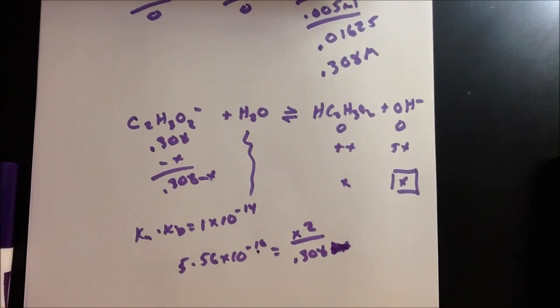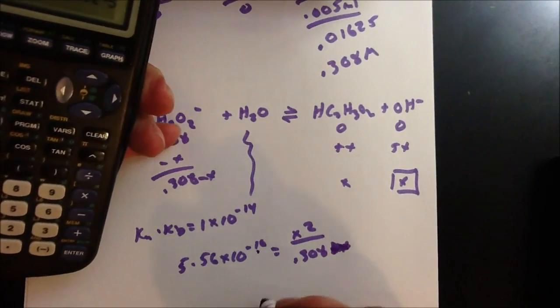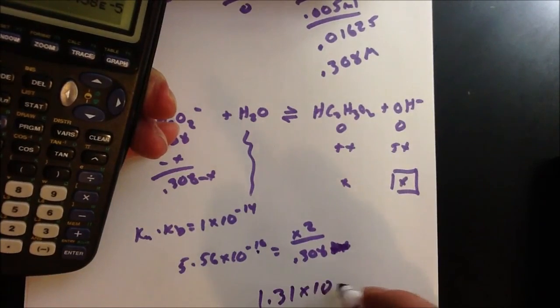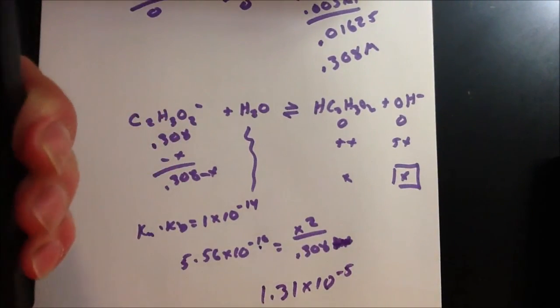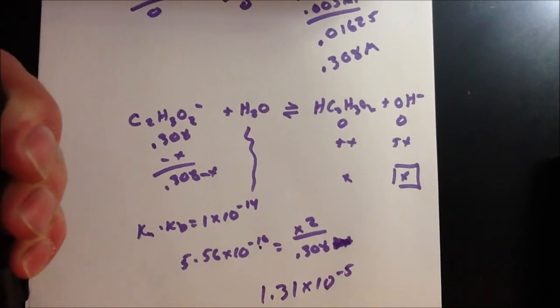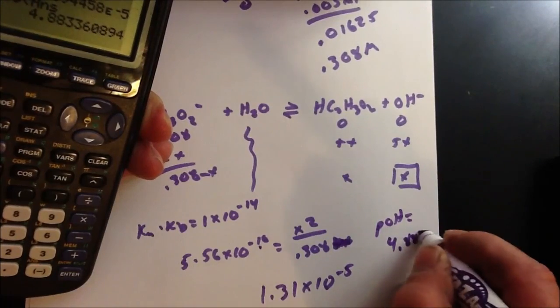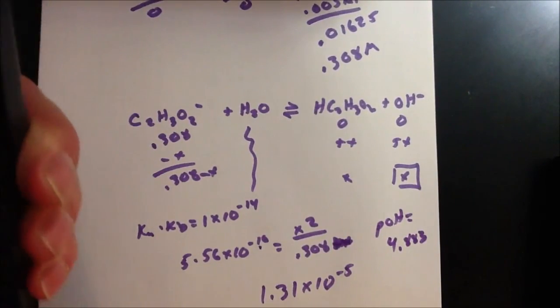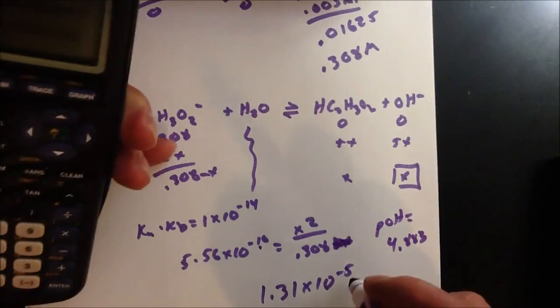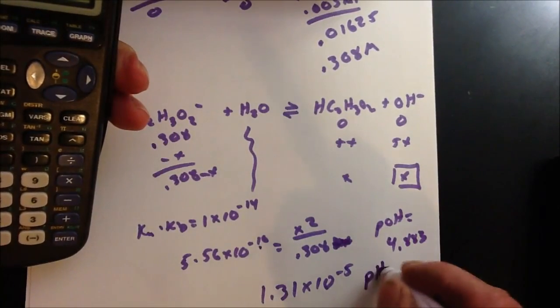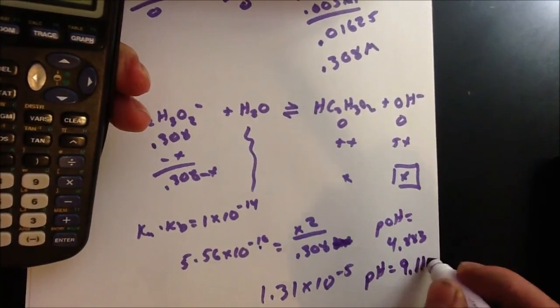formula. Just distribute times 0.308 on both sides, and then to get X, I need to square root it. And I get that my X value is 1.31 times 10 to the negative 5th, negative log of that value, and I get a pOH equal to 4.883, 14 minus that value, and I get 9.117. So my pH is equal to 9.117.